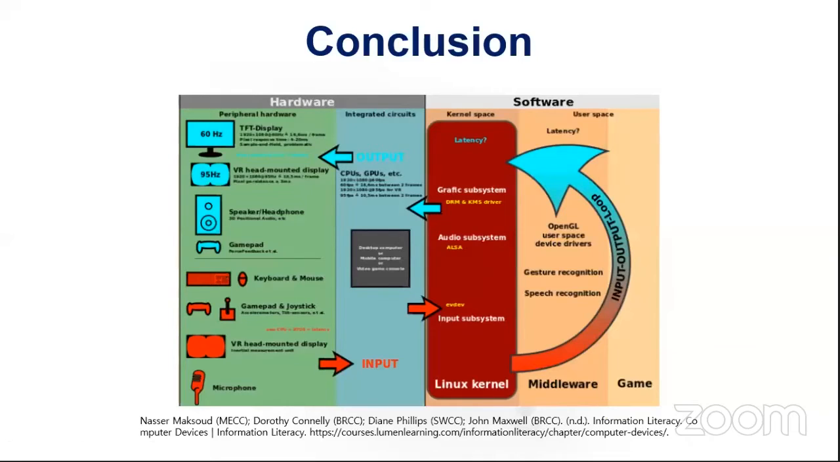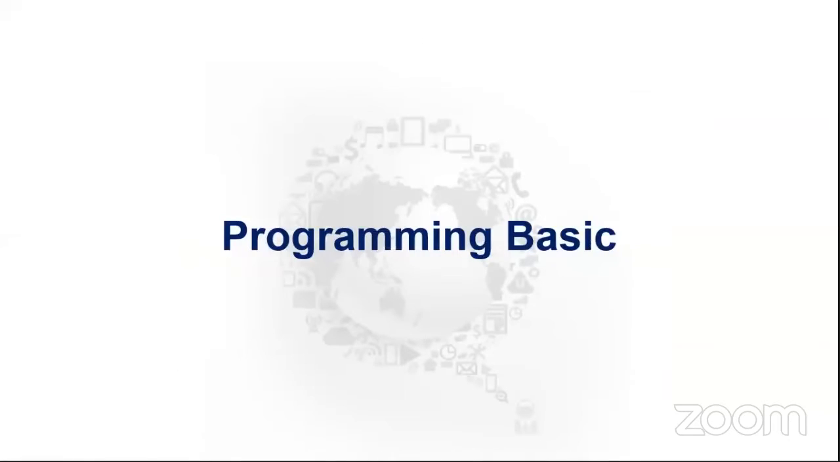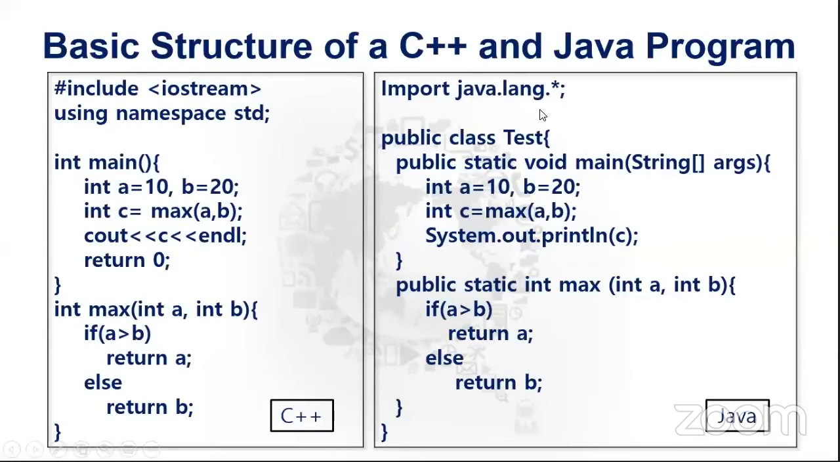Next, I will continue on with programming basics. So in this slide here, we show to you the basic structure of a C++ and a Java program. On the left-hand side, this is a C++ program. And on the right-hand side of you, this is the example of a Java program. You can see that both of them are very similar, except for a few things.